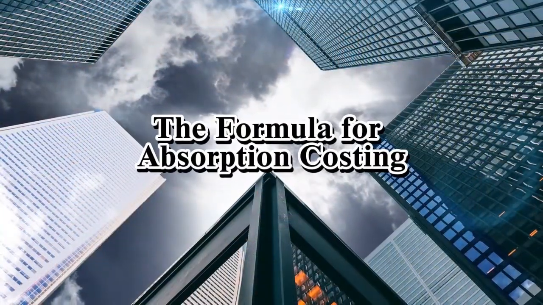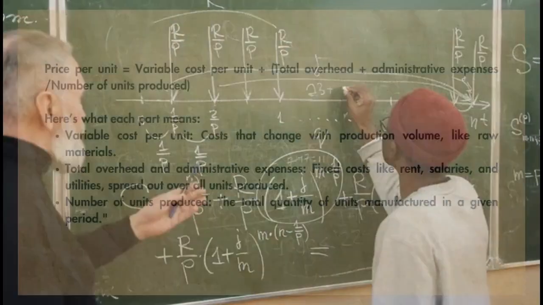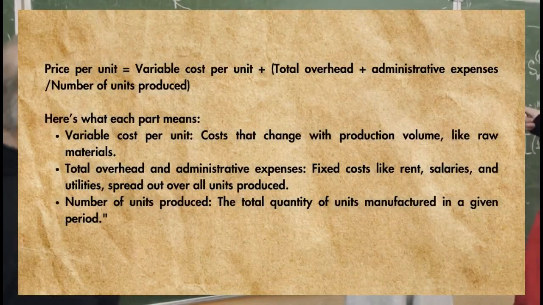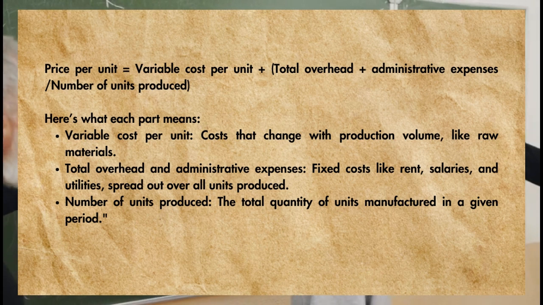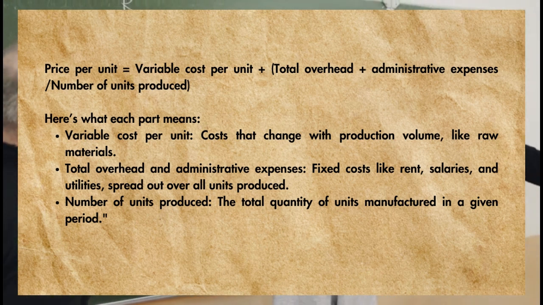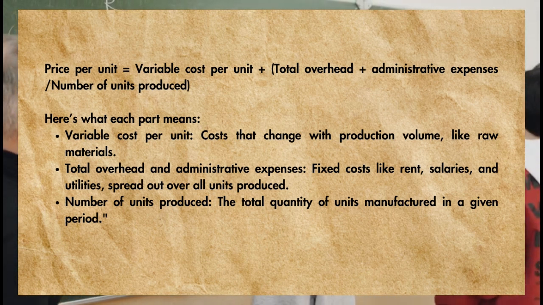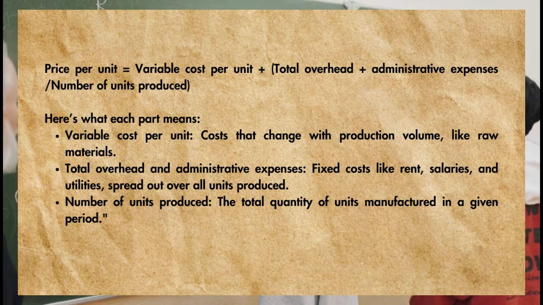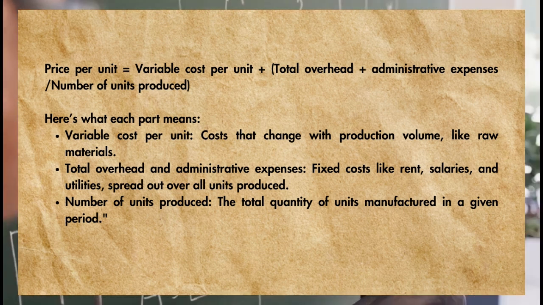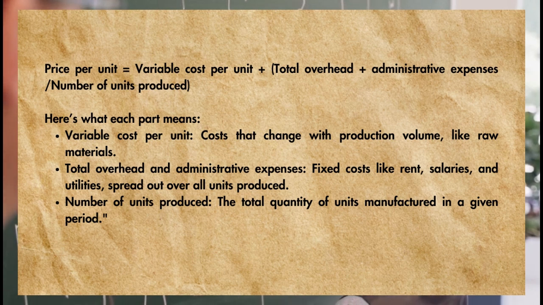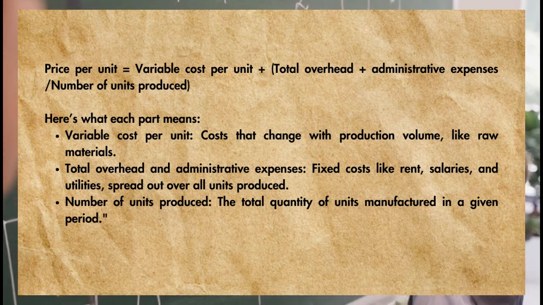The formula. Let's break down the formula of absorption costing. It's pretty much straightforward. Price per unit is equal to variable cost per unit plus, in parentheses, total overhead plus administrative expenses, and that is divided by the number of units produced.